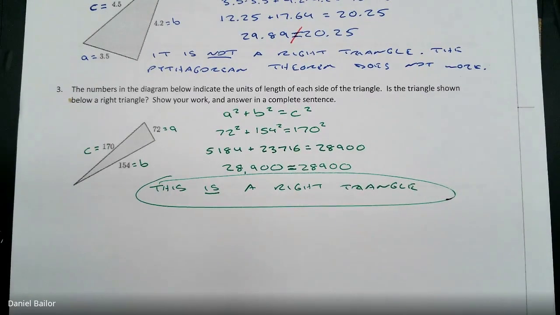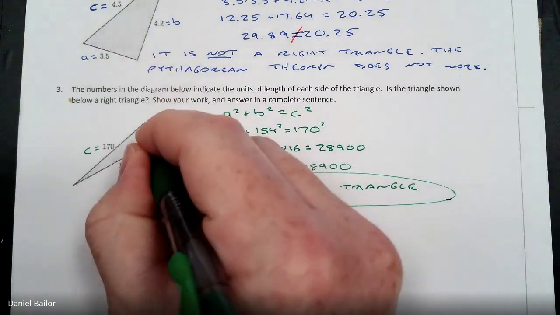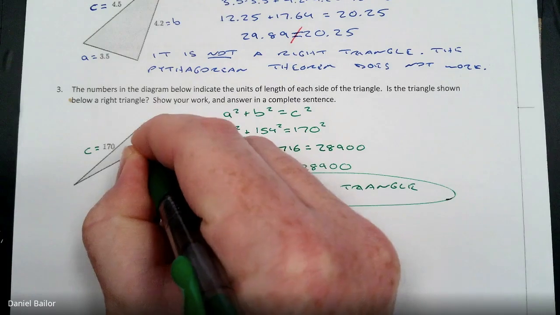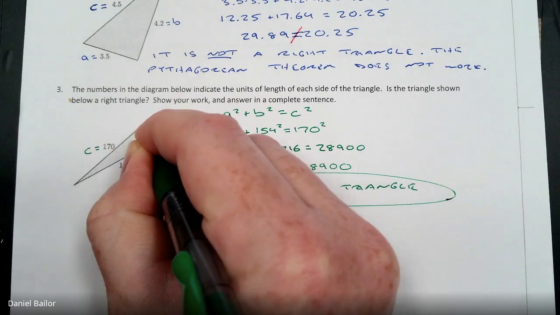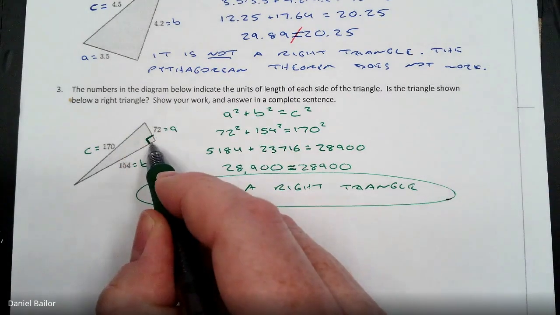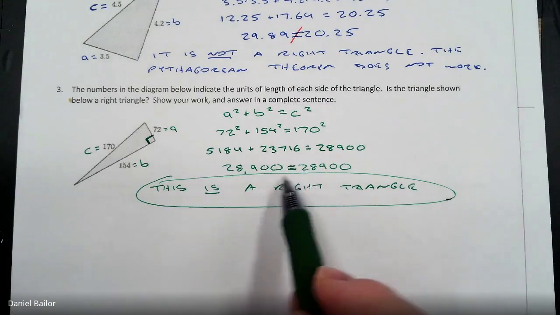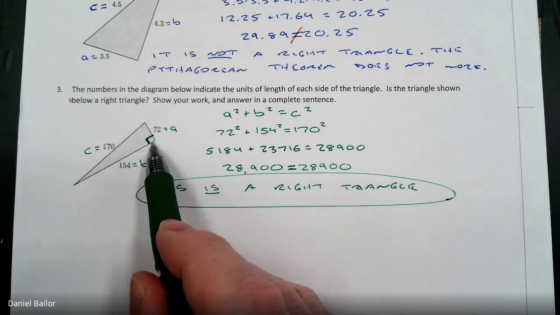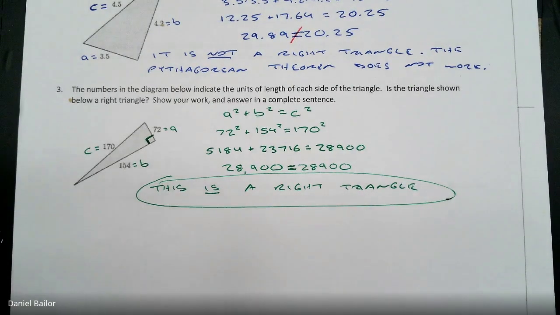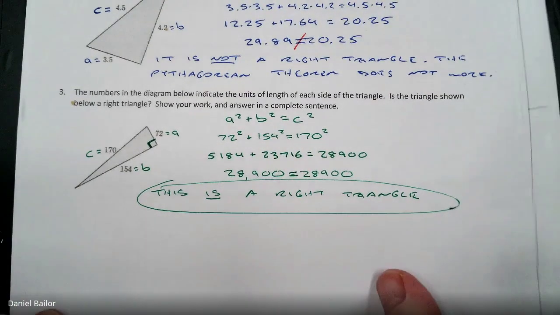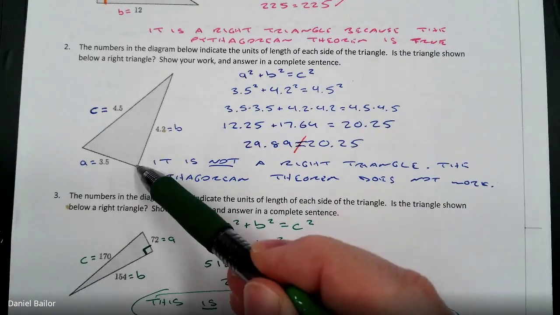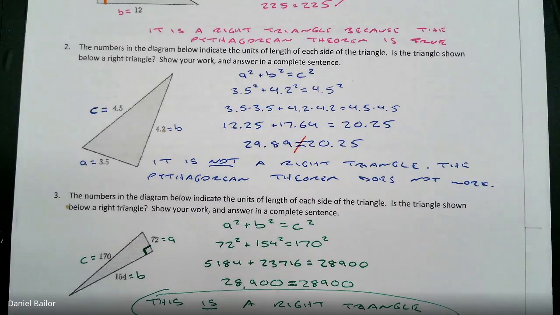Okay, another test. So we've tested 3 triangles so far. 2 have been right triangles. One has not been a right triangle. Because this is a right triangle, I'm going to add the little right angle box right there, because I can add it now because I checked it. I proved it. This is a right triangle, so I'm going to put the right angle there. If you look at number 2, I did not put the right angle because it's not a right triangle.